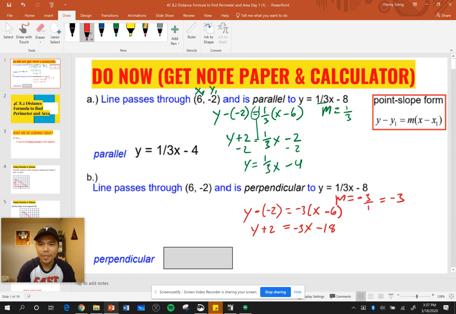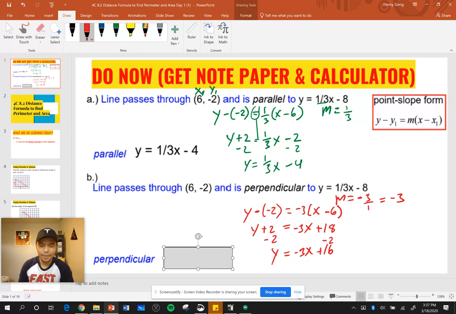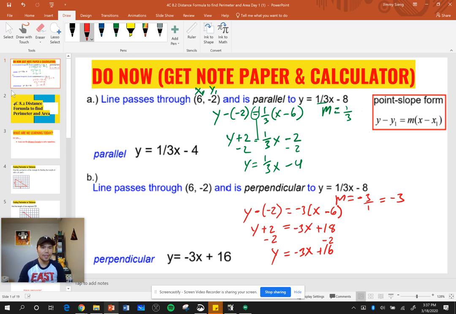Just double checking that. Oh, that's plus 18, okay? Make sure you double check your answers. And again, the last thing I've got to do is subtract 2 from both sides. So y equals -3x plus 16, right? Let's go ahead and double check with our answer, and that's what we got. There you go. That's what we learned before, right?